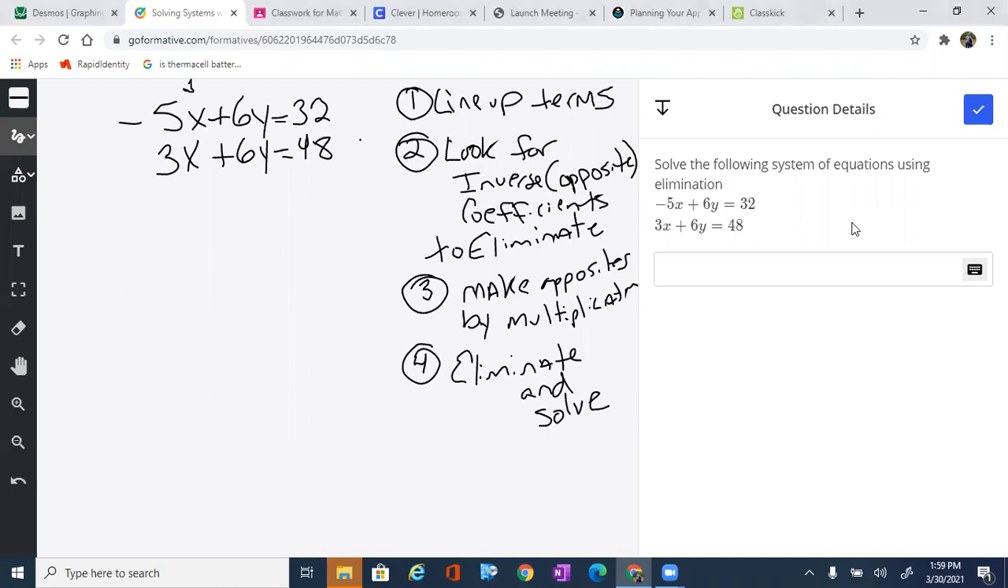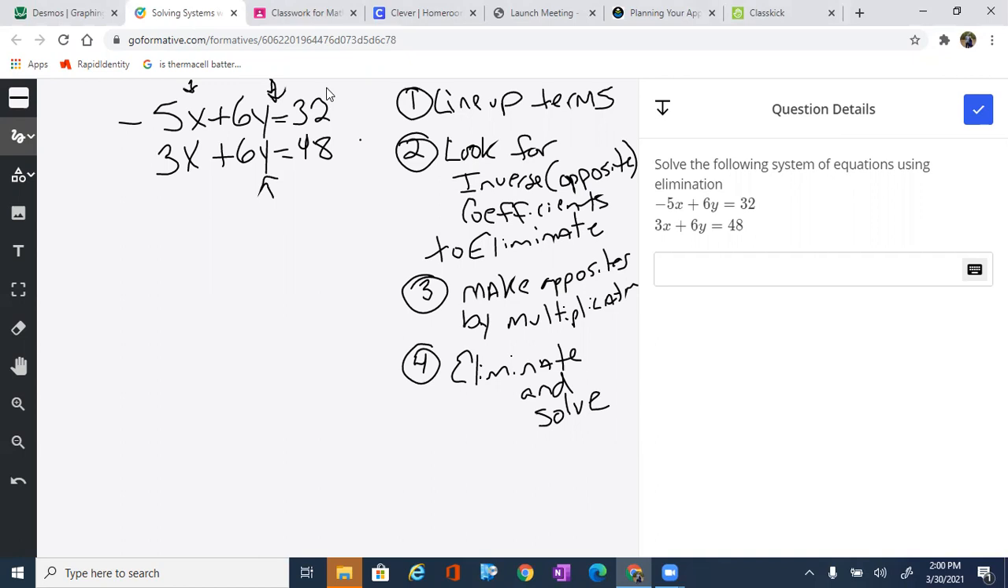So what you'll notice is the x's are set up, the y's are set up, and then the numbers are stacked. Okay, and then what we're going to do is look for inverse or opposite coefficients to eliminate. In this problem, we do not have that, but we are actually pretty close. You'll notice that there is a 6y in the first equation, hopefully you can see that, and a 6y in the second equation. They are not opposites of each other, but the numbers are the same, so 6 and 6. What we need to do is produce one of them to be opposites, meaning one is a positive 6 and one is a negative 6.